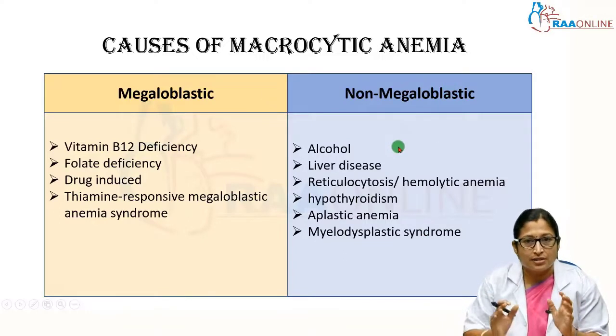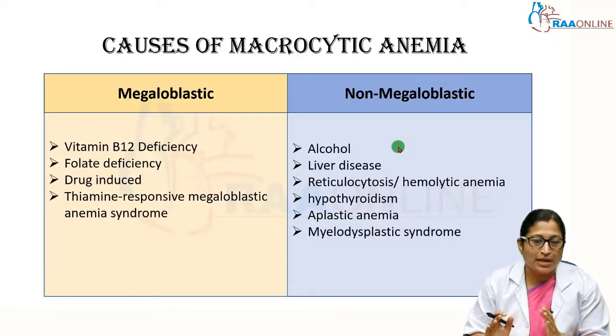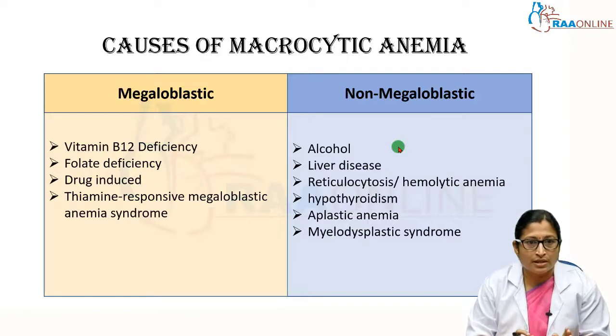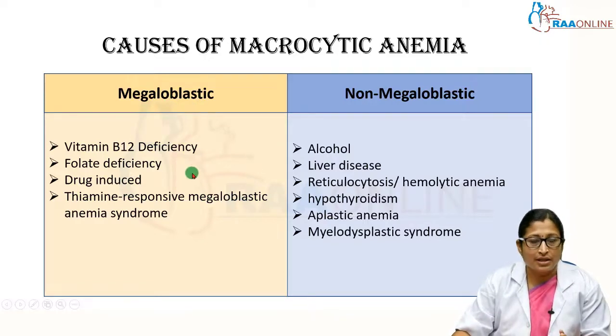Okay. Now what are the causes of macrocytic anemia? Basically you classify macrocytic anemia as megaloblastic anemia and non-megaloblastic anemia. What are the causes of megaloblastic anemia? As we all know, vitamin B12 deficiency, folate deficiency, drugs which cause B12 or folate deficiency, and thiamine responsive megaloblastic anemia syndromes come under megaloblastic anemia.